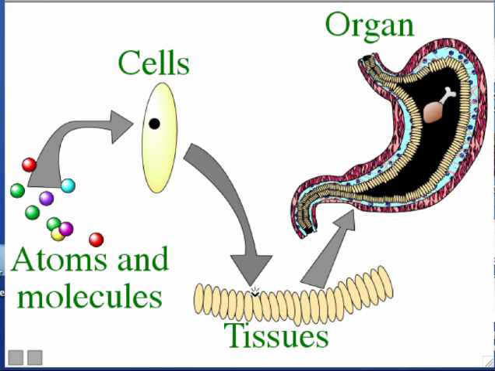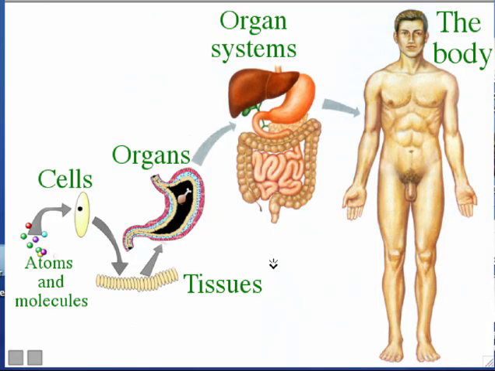And organs are the building blocks of organ systems. There we go. Like the digestive organ system is made out of several different organs functioning together, all to digest your food. And you are made out of all your organ systems, like your digestive system and your skeletal system and your muscular system.